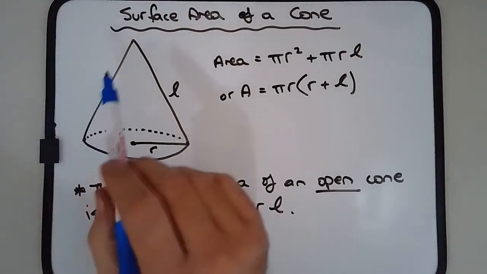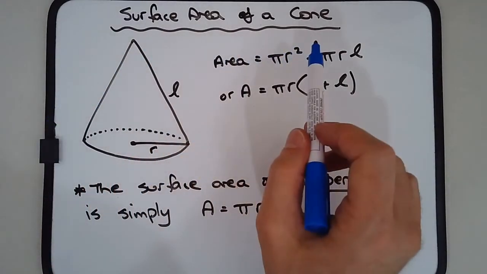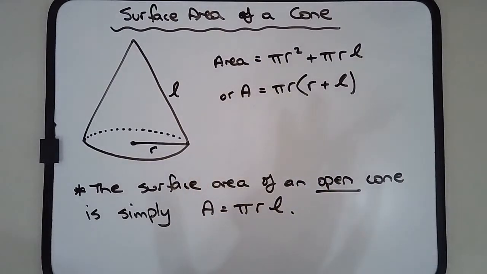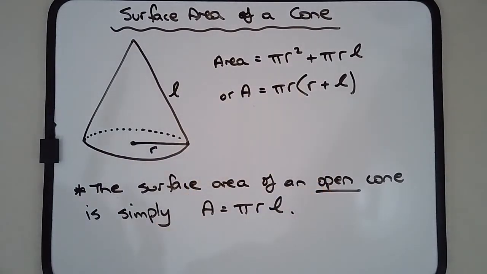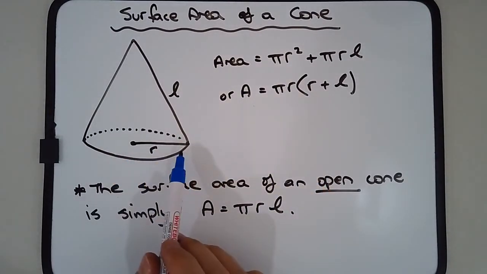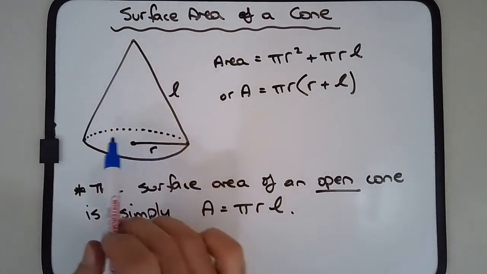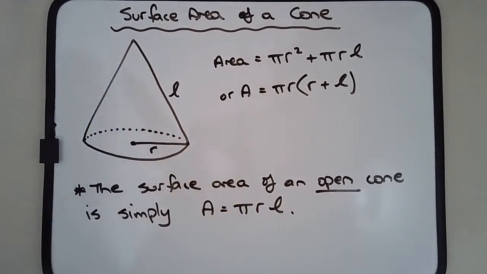In this video, we're going to consider the surface area of a cone, and this is quite different to finding the volume of a cone, where we need the perpendicular height. When trying to find the surface area of a cone, we need the radius, but we need the slant height, not the perpendicular height. So very important distinction between volume and surface area of a cone.